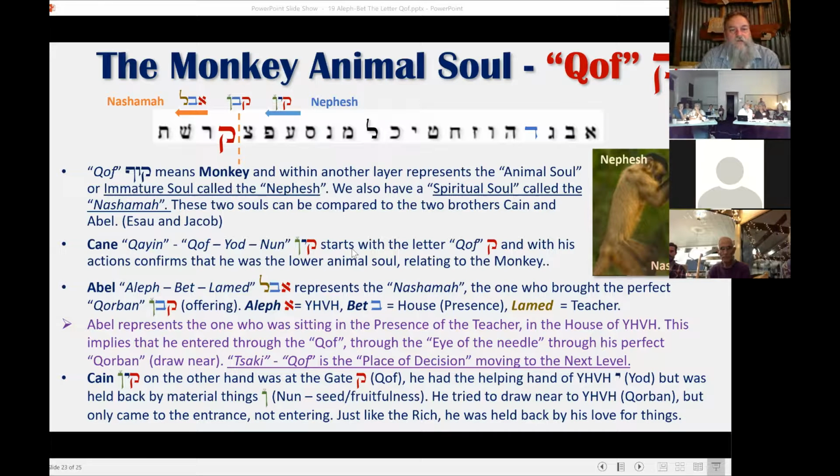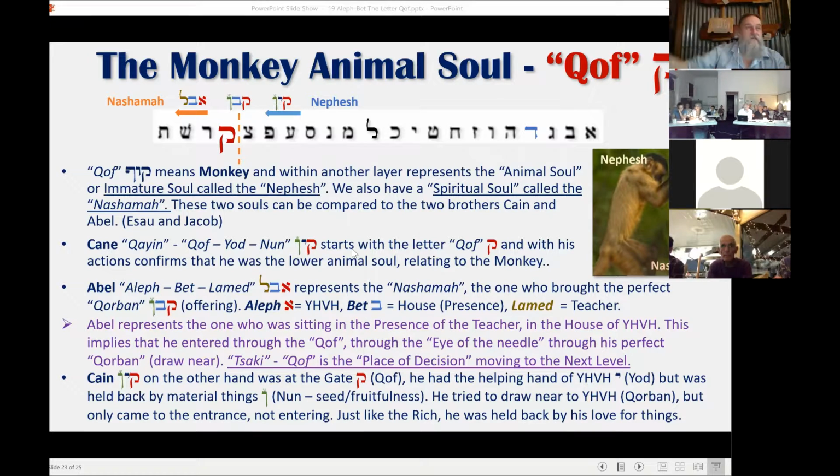this slide that talks about Kuf as the monkey. Now what I want to get to is the concept of the Nefesh and the Neshama. The monkey can depict the lower part of the soul, which is the fleshly soul, which is your likes, dislikes, your personality, that kind of thing. Monkey mind. Your monkey mind, monkey see, monkey do, your habits.